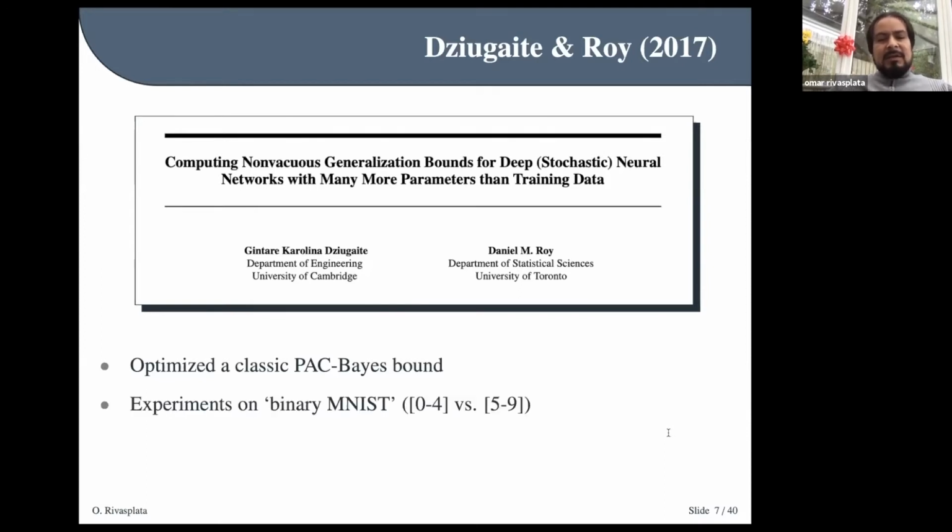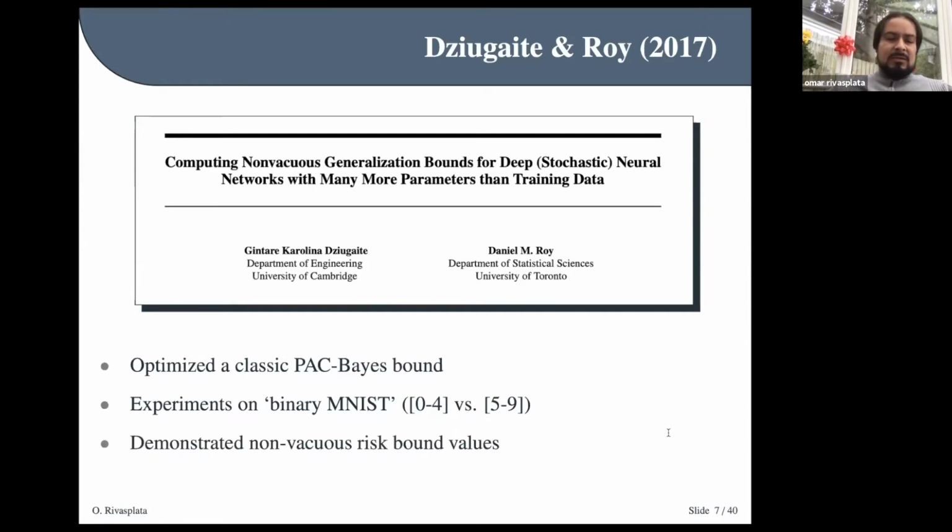Then they experimented on a binary version of MNIST, where they made two classes. One class is all digits 0 to 4, compacted into one class, and all digits 5 to 9 form the other class. So 0 to 4 versus 5 to 9, that's a binary version of MNIST, and they experimented there.